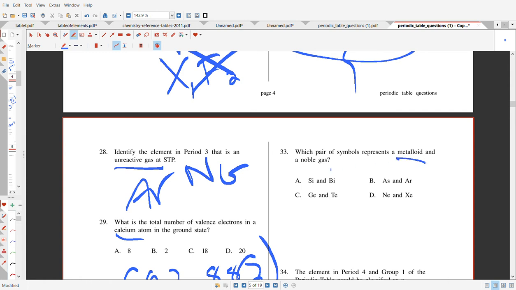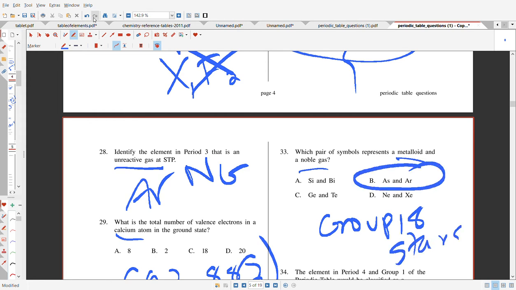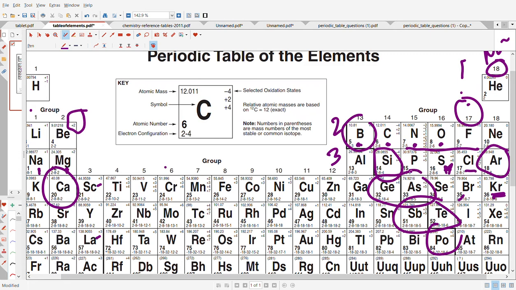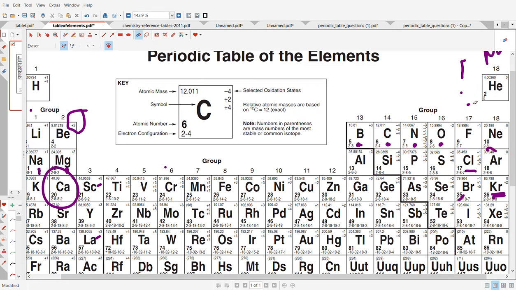Here we want a metalloid and noble gas. So we need group 18 and the stairs. And I'm telling you it's going to be this, As and Ar, and I'll show you. As is on the stairs and Ar is right there. Good? Yes. I just want to close this up.